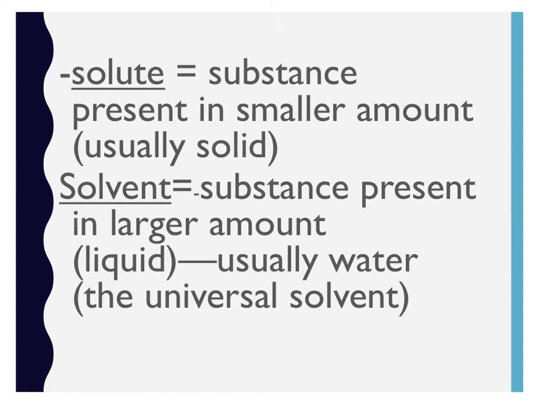It's made up of a solute, which is the substance present in the smaller amount, and that's usually a solid, like a powder like NaCl or KBr. The solvent is the substance present in the larger amount, so in most cases it's a liquid, and it's usually water. Water is known as the universal solvent because they use it in so many solutions, and it mixes with a lot of the chemicals we use.